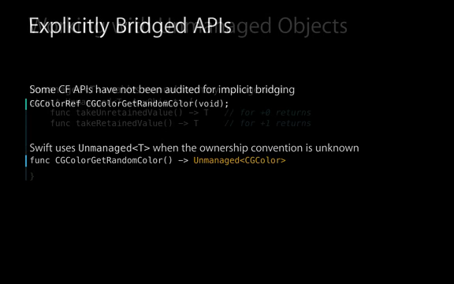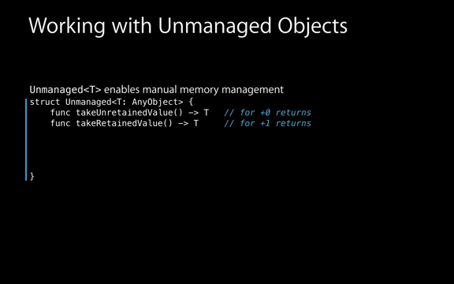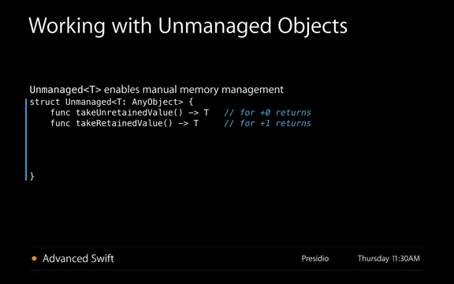So what is this unmanaged thing? Unmanaged is actually a generic struct over an arbitrary T. Now, the details of generic structs we don't need to go into now. They're covered in the advanced talk, which I highly recommend. What we want to look at right now is just the simple API of this unmanaged type. We have two core operations: takeUnretainedValue, which you use for +0 returns, and takeRetainedValue, which you use for +1 returns.